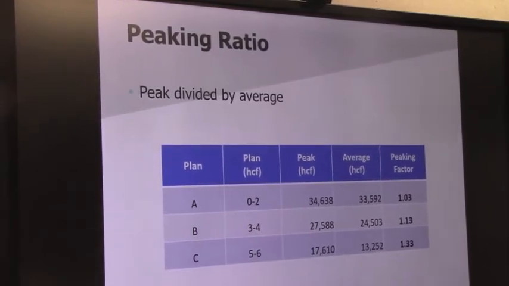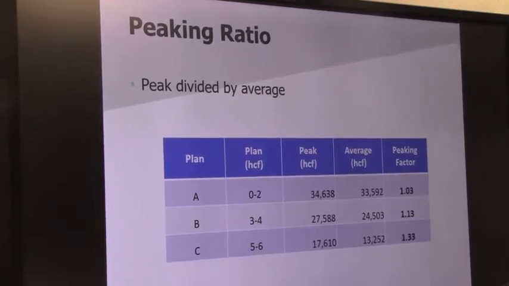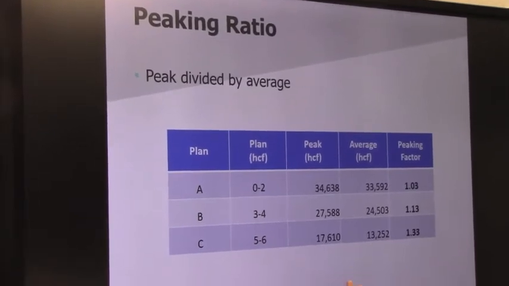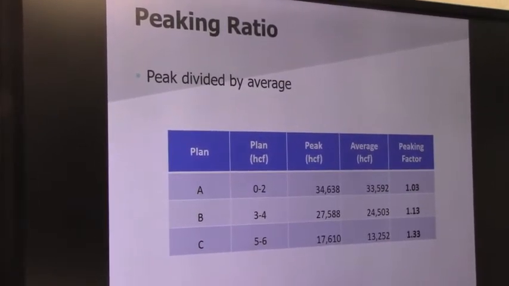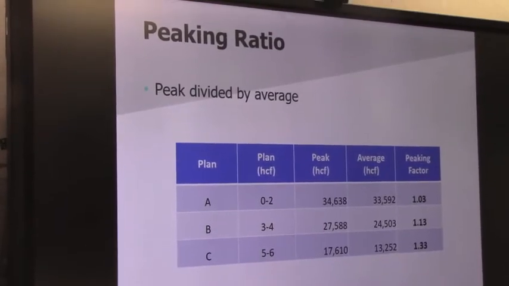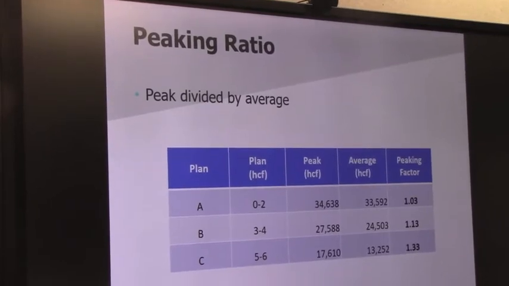He established the plan cost by using a peaking factor. So for each plan, 0 to 2, 3, 4, 5, 6, 7, 8, we had 2-unit plans. For each one of them, he assigned a peaking factor and used that peaking factor to differentiate the cost between plans.